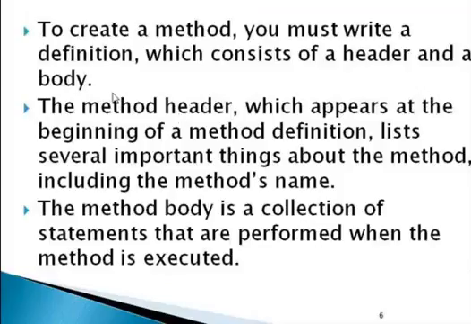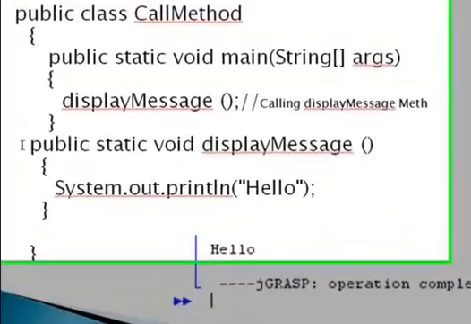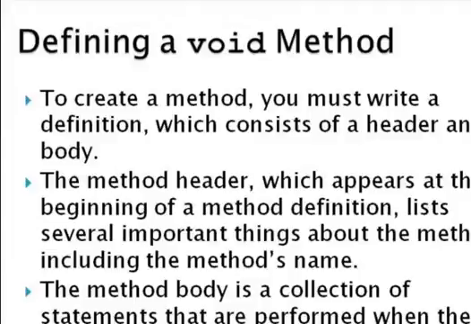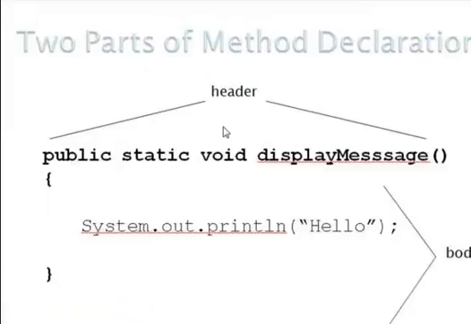As I show it to you, a method consists of a header, and a method also consists of a body. This is a method right here. This is the header part of the method, and this is the body part of a method. Here is another view of a method. We have the method header right here, and we have the body part of the method, which displays the result.